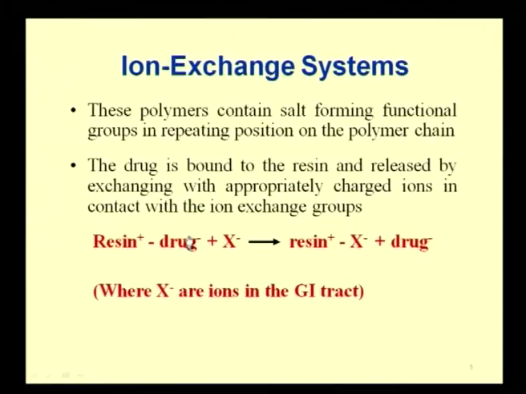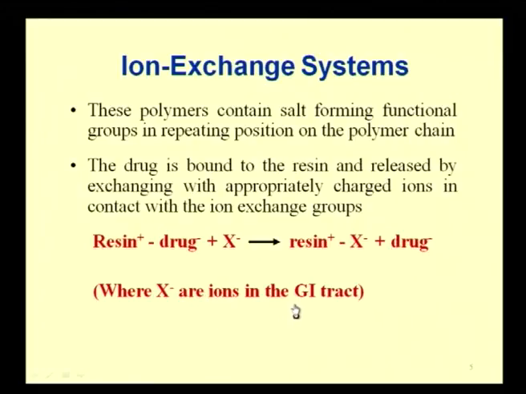So, this polymer releases the drug into the system, and in turn this X minus ion goes and attaches itself to the polymer exchange system. So, what happens finally because of this reaction is the resin remains positive, and the drug which has been carried by the resin is released into the system, and instead there is an exchange process taking place for the X minus ion to come and get attached to the polymer system, where this X minus ion is available as the ions which are present in the GI tract.